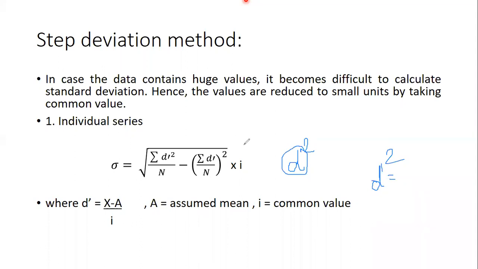So let's see a few of the notations. That is d dash is equal to x minus a divided by I. How to find d dash or the deviations? X minus a, a is your assumed mean, divided by I. I is nothing but the common value or the class interval or the difference between both the numbers. So that is called the common value. So this is the step deviation method for individual series.